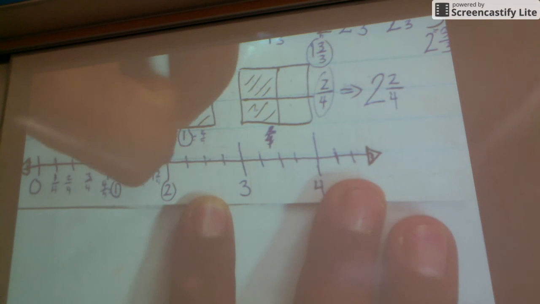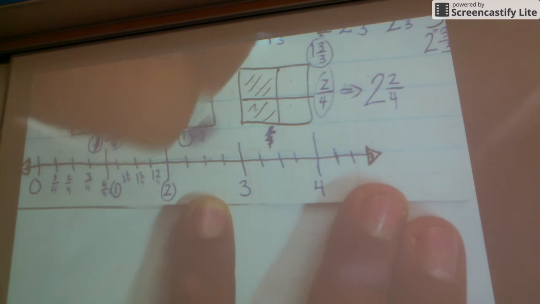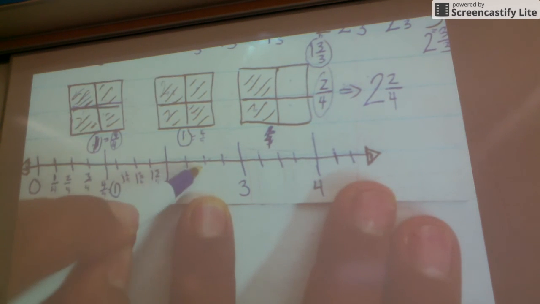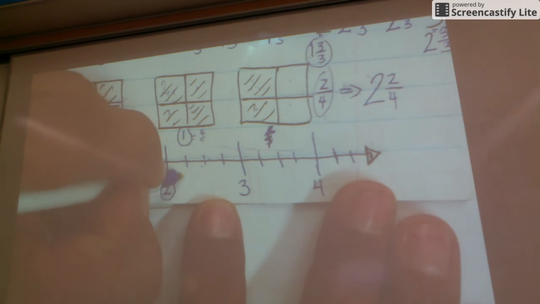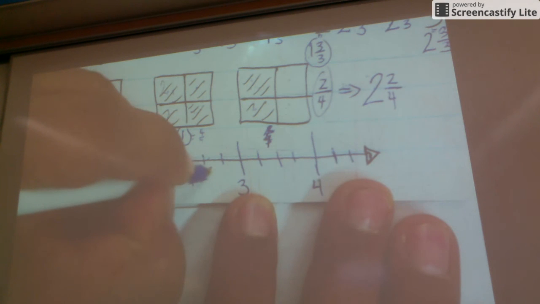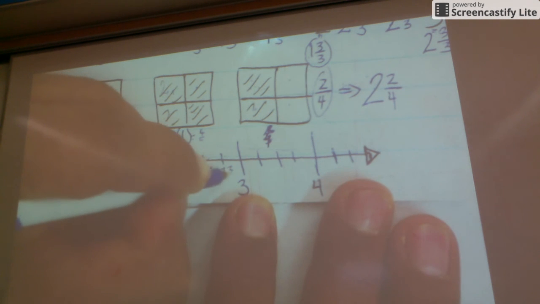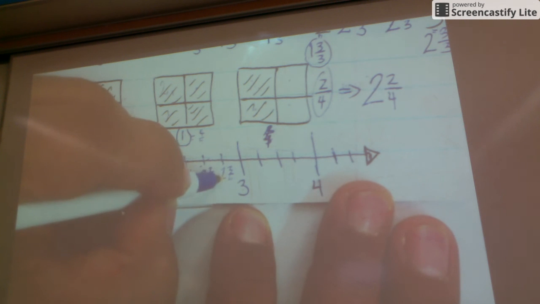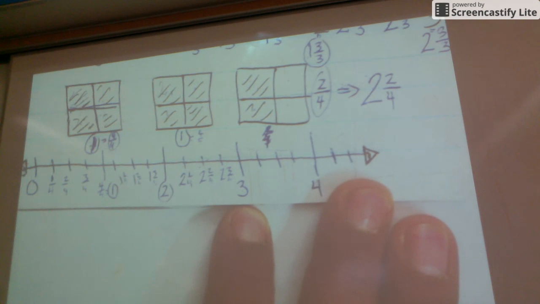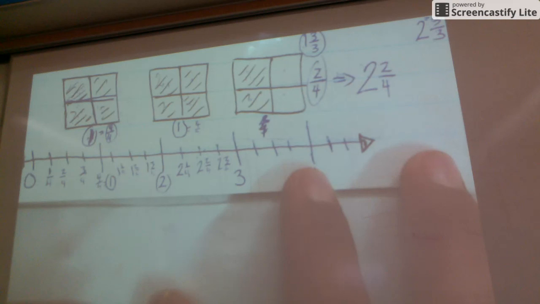Then what I want you guys to do is figure out what this would be and beyond. Okay, so give me the next 1, 2, 3 numbers here. Okay, take a second. All right. So this is going to be 2 and 1 out of 4, 2 and 2 out of 4, 2 and 3 out of 4, and then this is going to be 3 wholes, which is 2 and 4 out of 4, which is the same thing.